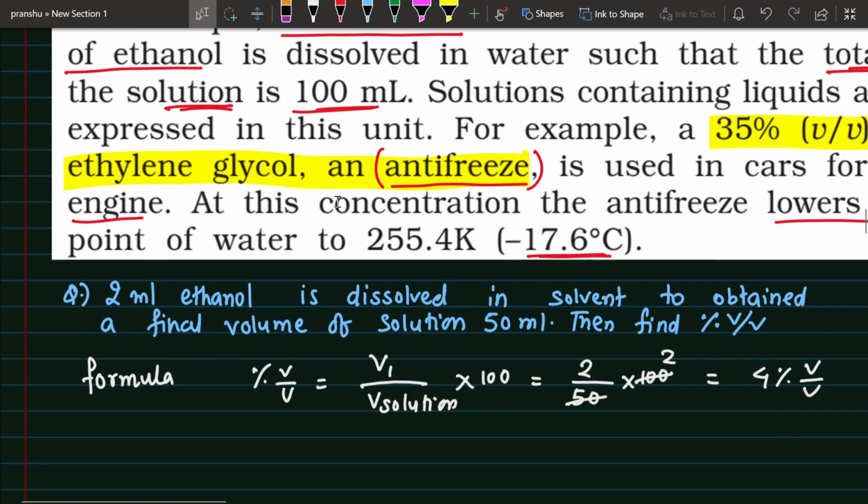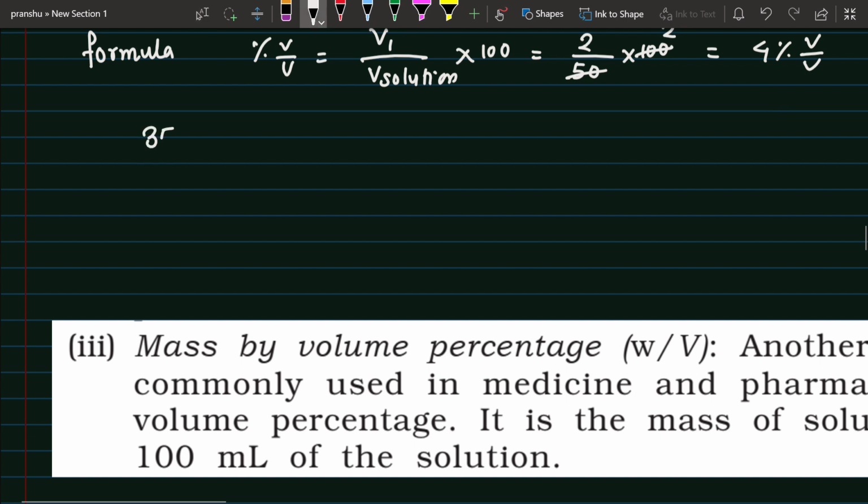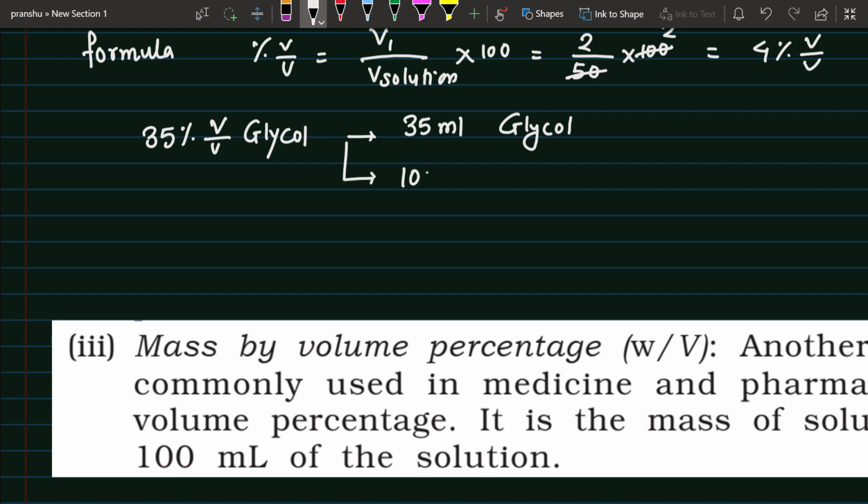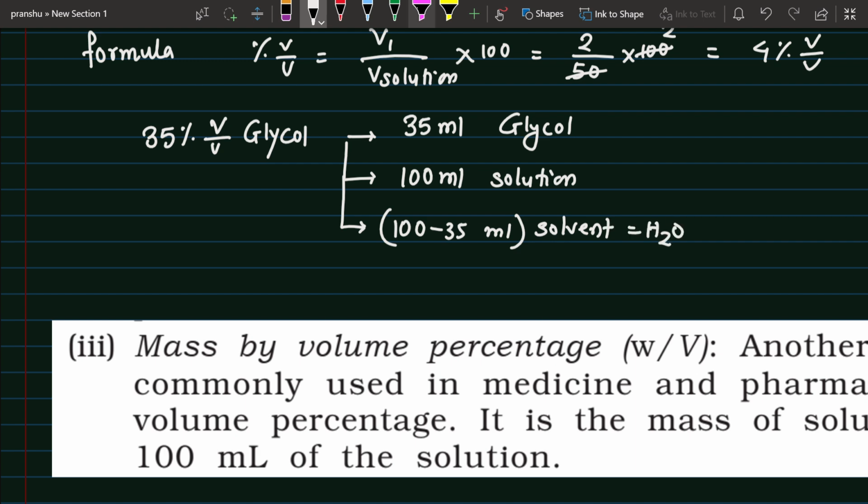Here we have the 35% V by V ethylene glycol. It means we have 35 ml glycol and 100 ml solution. But if someone says 100 minus 35 ml solvent is equal to water, then this calculation will be a mistake. We never calculate this because volume is not an additive property. So these two are correct, but this is not correct.